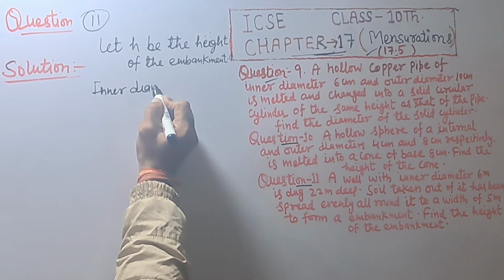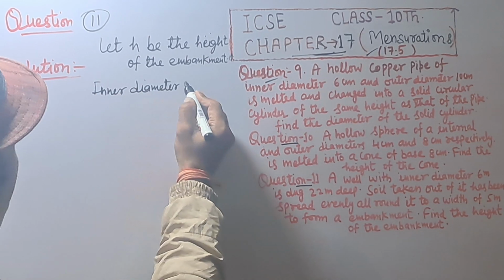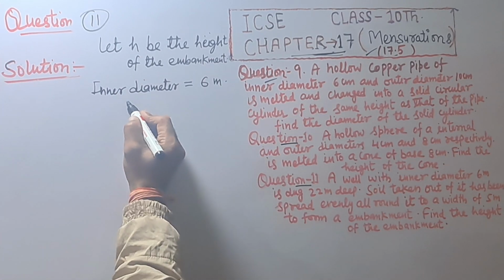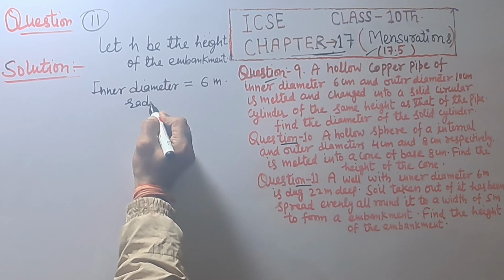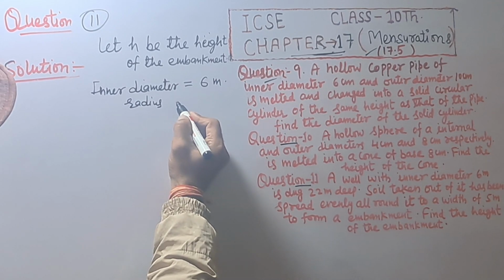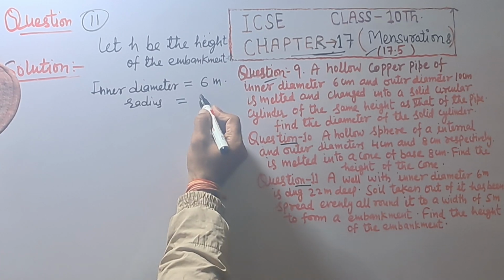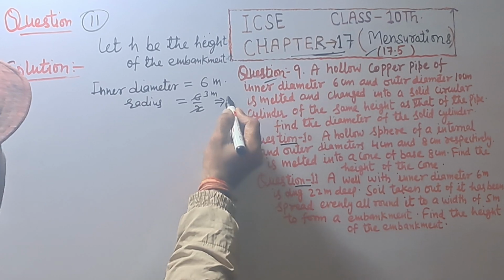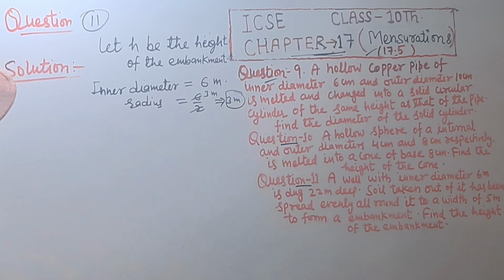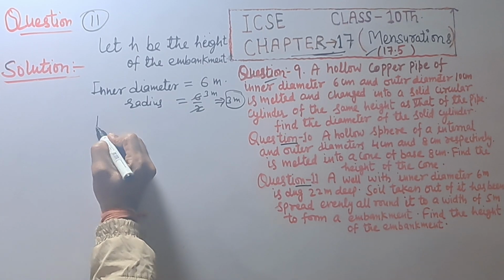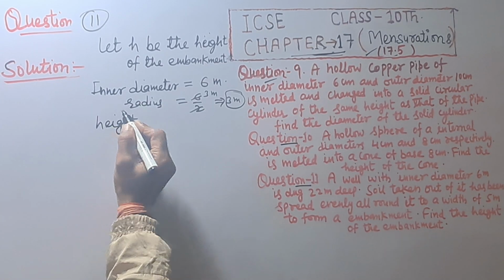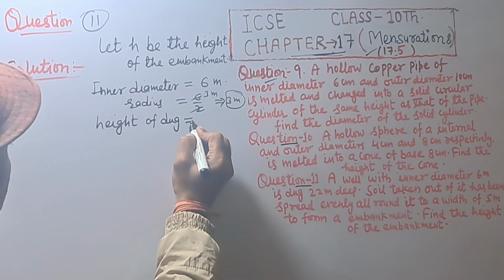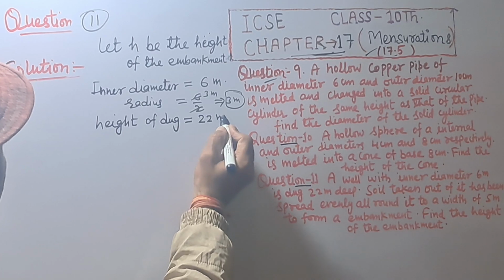Inner diameter is equal to 6 meter. Radius, that is equal to 6 upon 2, implies 3 meter. Height, deep means height. Height of the well is equal to 22 meter.